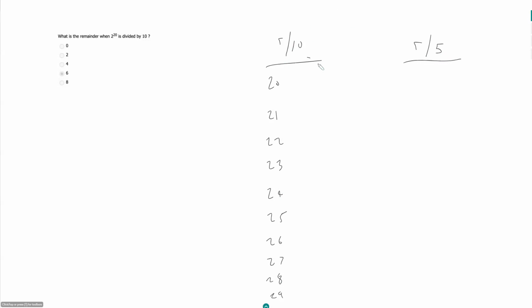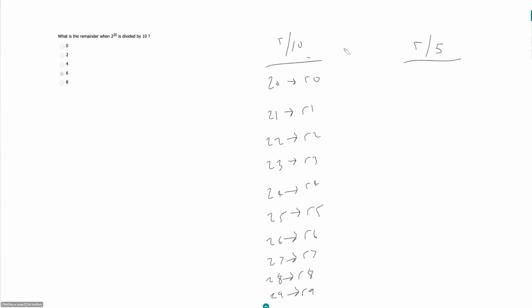So when we divide by 10, what will happen? Starting with 20, we will have a remainder of 0, and then here we will have remainder 1, and then remainder 2, remainder 3, and this will go all the way up to remainder 9. And then when we get to 30, we'll reset. We'll go back to 0.